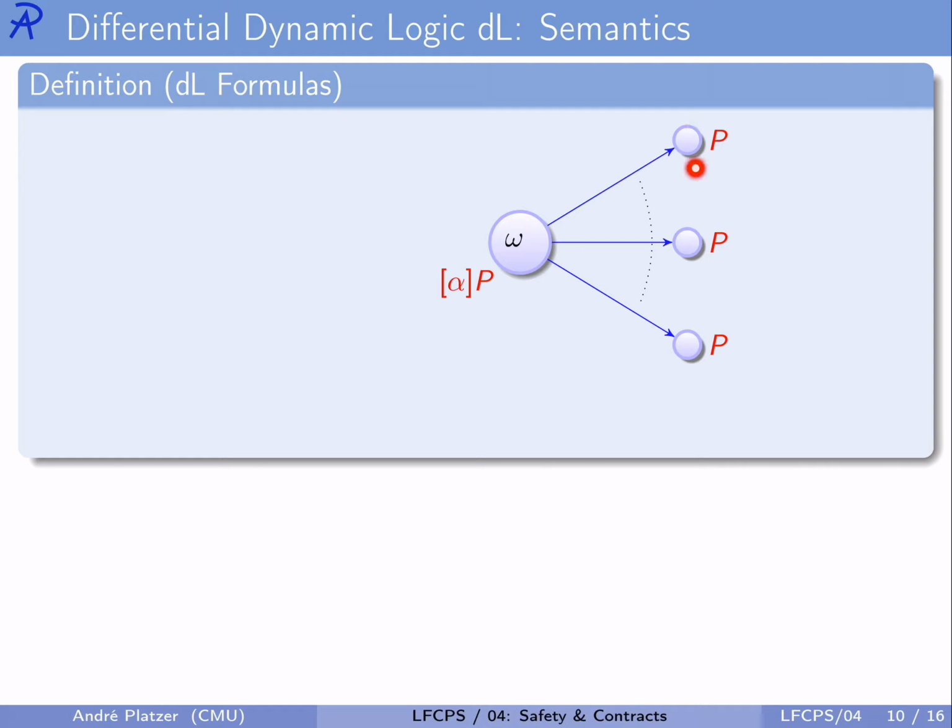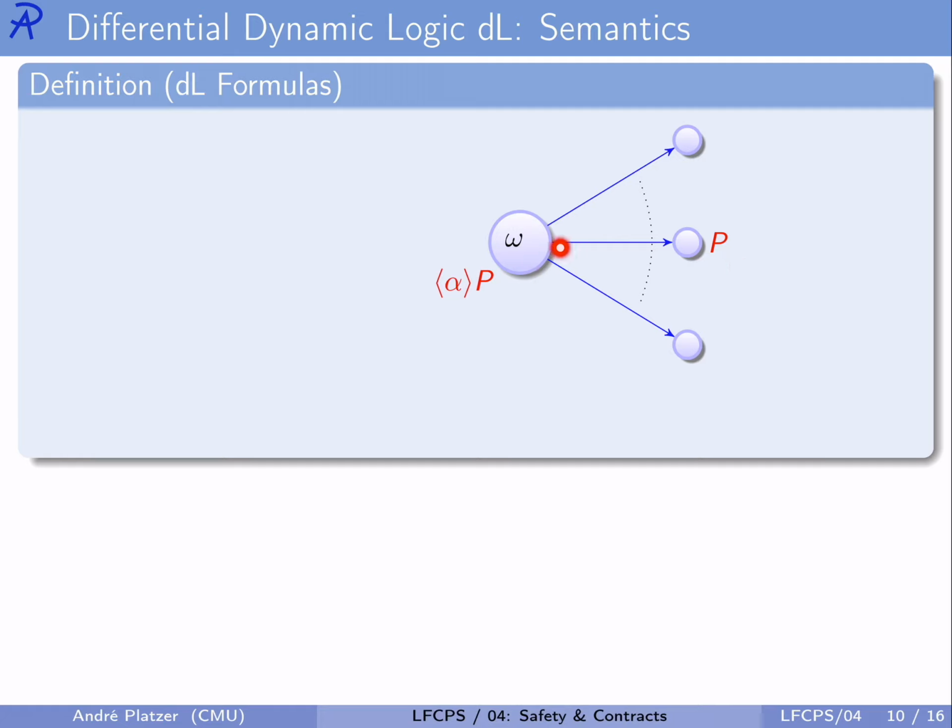Mind you, these are often uncountably infinitely many, coming from the non-deterministic real number duration that we follow a differential equation. The dual is that alpha diamond P is true in the state omega if there is at least one final state that we get to after running the hybrid program alpha, such that in the resulting state the logical formula P is true.